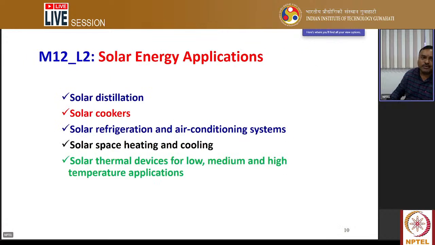In Lecture 2 of Module 12, primarily we discussed the applications, like how solar energy can be applied in solar distillation, for cooking, for refrigeration and air conditioning systems, for space heating and cooling, and solar thermal devices for low, medium, and high temperature applications. So what devices can we use based on the requirement? If the requirement is for low temperature, then what device will be suitable? If it is for medium, then what device will be suitable? And if the temperature requirement is high, then which device is preferable? These things were elaborated in this lecture.